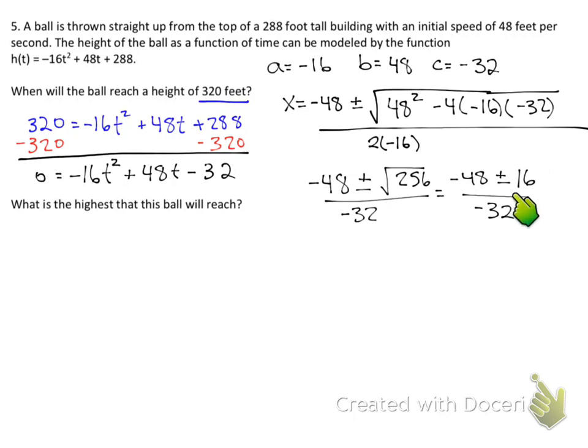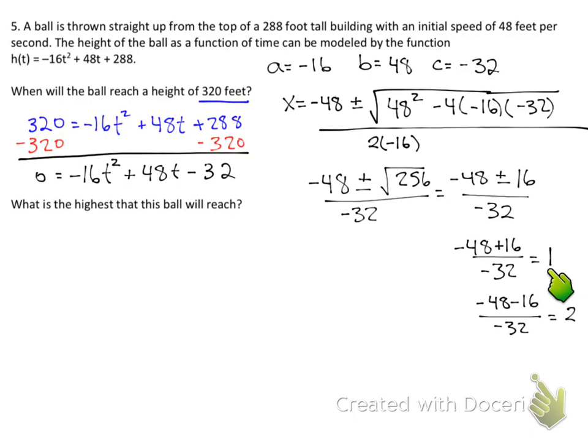So when we get to this part, we have to deal with the plus and minus. So with the plus and minus, we're going to break it apart into two different components. The first one, we're going to do it where it's negative 48 plus 16 divided by negative 32, and then negative 48 minus 16 divided by negative 32 as well. So negative 48 plus 16 is negative 32. Divided by negative 32 is 1.